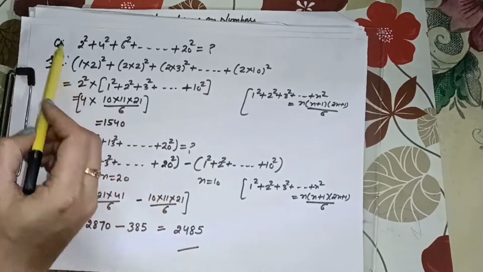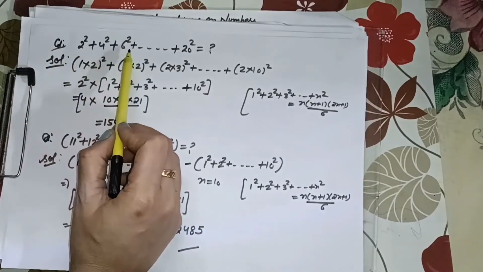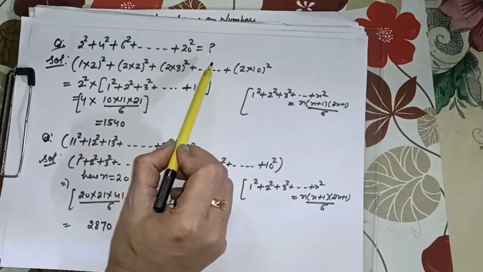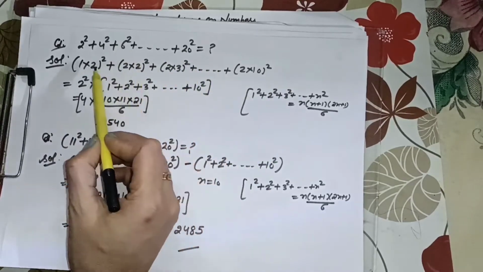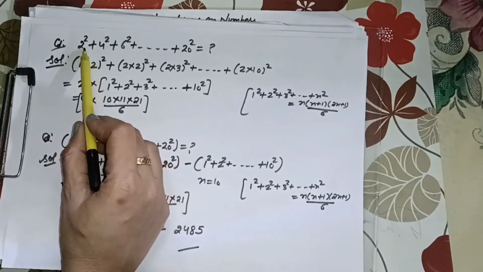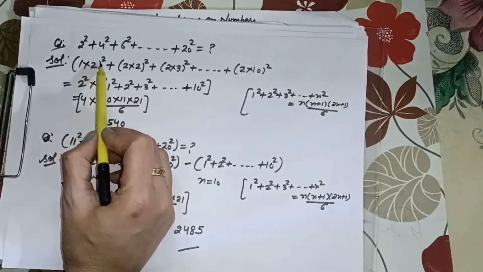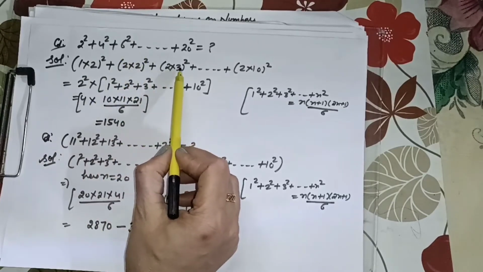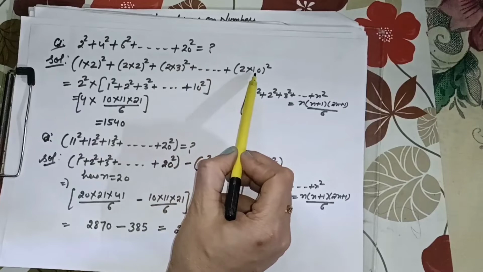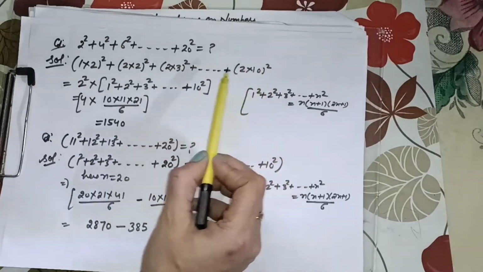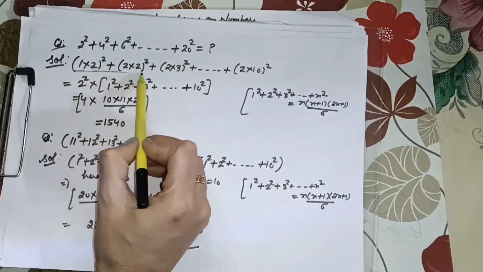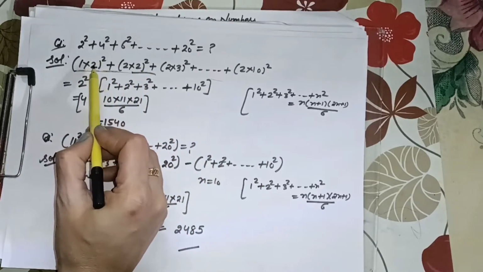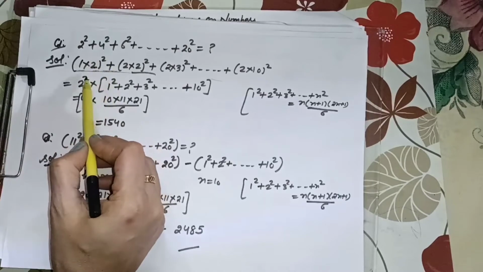That is, this is the question: 2 square plus 4 square plus 6 square, and so on up to 20 square is equal to. That means we want to calculate the answer. So how can we solve the question? We can simply write 2 square is 1 into 2 whole square. 4 square means 2 into 2 whole square. 6 is 2 into 3 whole square, and so on up to 2 into 10 whole square. So simply we observe that in all the brackets 2 is common. 2 is common. So whenever we take it outside, we get 2 raised to power 2.